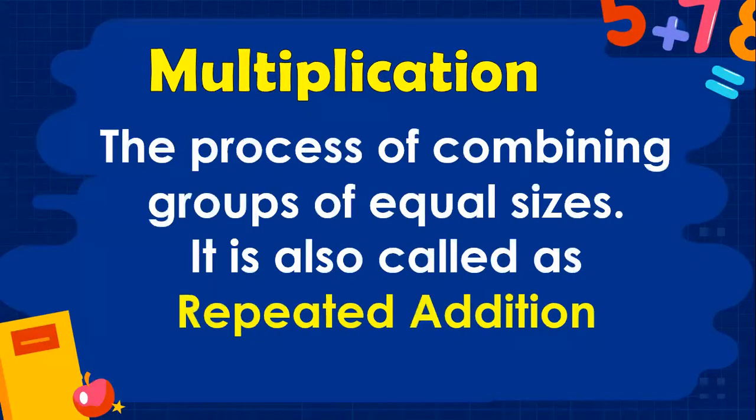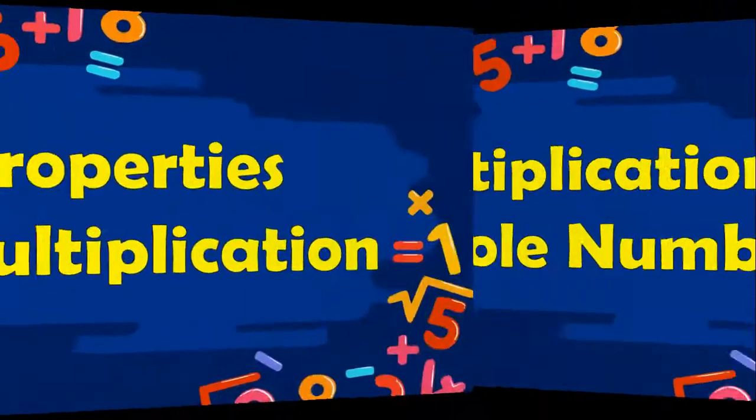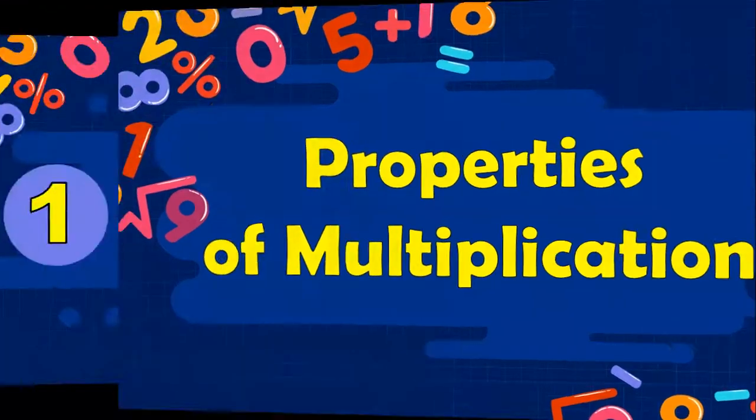Multiplication is the process of combining groups of equal sizes. It is also called repeated addition. So you can create a multiplication sentence out of an addition sentence, or an addition sentence out of a multiplication sentence. Let's discuss the multiplication of whole numbers and the properties of multiplication.